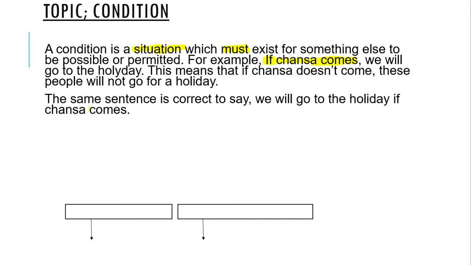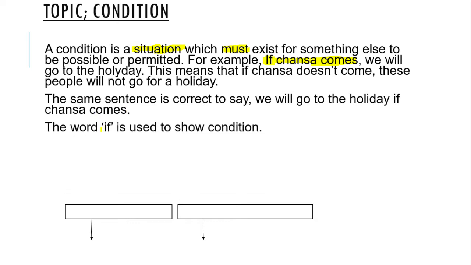Take note of this. The same sentence is correct when you say we will go to the holiday if Chancellor comes. This means you can also start with the thing to be permitted, then the condition at last. We will go to the holiday, that is the thing we want to be permitted or to be possible, if Chancellor comes. So the condition can come at the end or at the beginning of the sentence. These are conditional sentences.